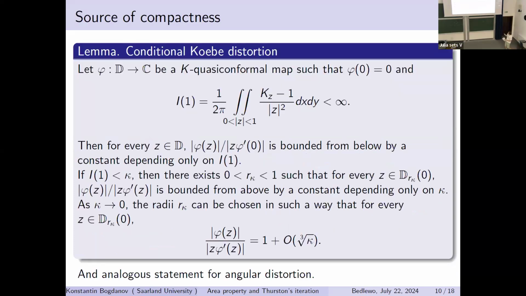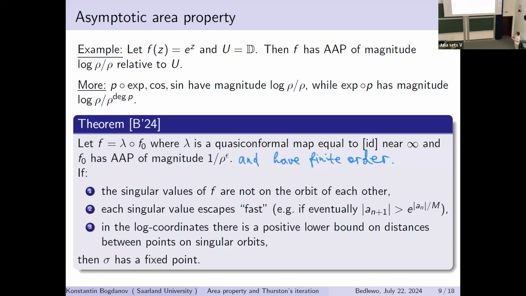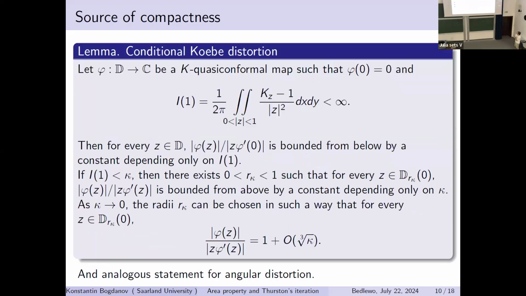Okay, so why might we expect this to be the right context to work in? Because we have the following lemma, and this lemma is pretty easy to prove. Let phi be a map from a unit disk to some domain in C, and let it be quasi-conformal, and such that K of z is its quasi-conformal dilatation at a point z.